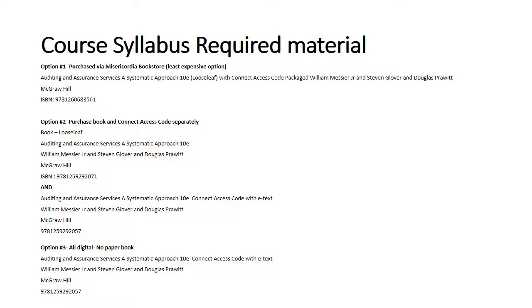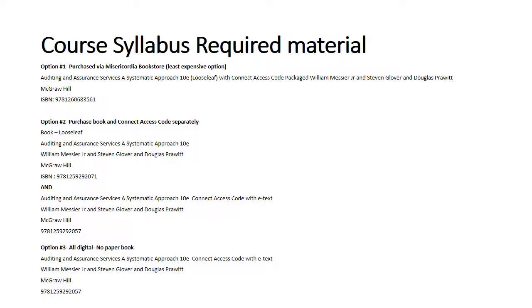But if you don't want to use the Misericordia bookstore, I give you the ISBNs for the loose leaf book that you could purchase separately, and the Connect code if you want to purchase that separately. And then if you want to go all digital with no paper book at all, you can use option 3, which is the Connect code, and that will have the e-text within it. Now, if you purchase the book at the bookstore, you will also have the e-text. So no matter how you purchase the access code, you will always have the e-text. I think that goes for $140.